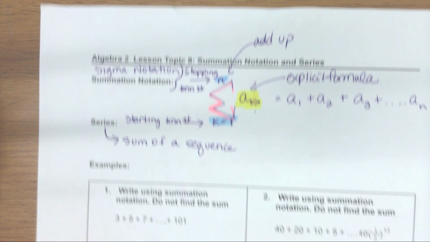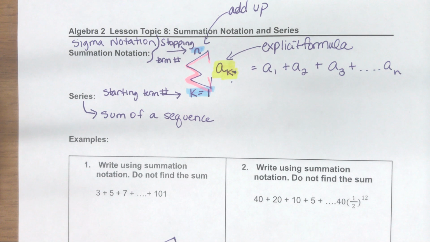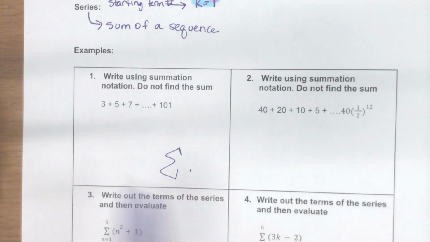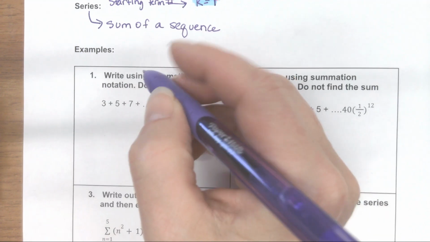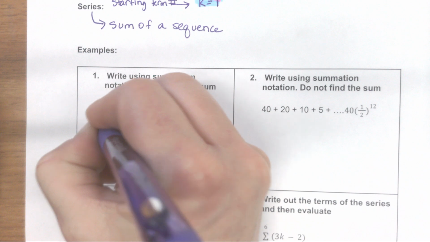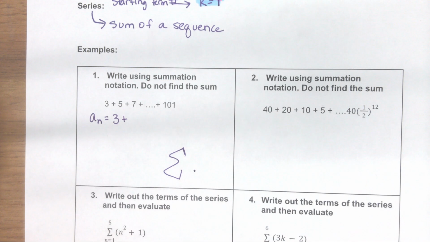So we're going to look on our board up there. What kind of sequence is this added together? Is it arithmetic or geometric? Arithmetic. So we look at that top formula and we'll just use n's. A sub n equals 3 plus, what's d?